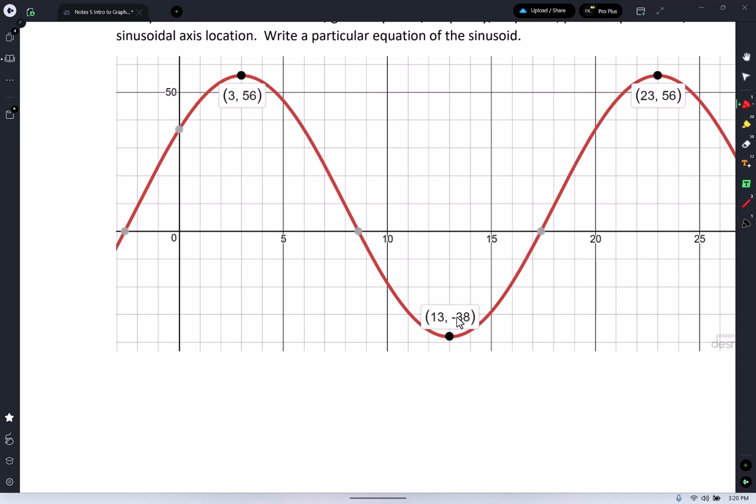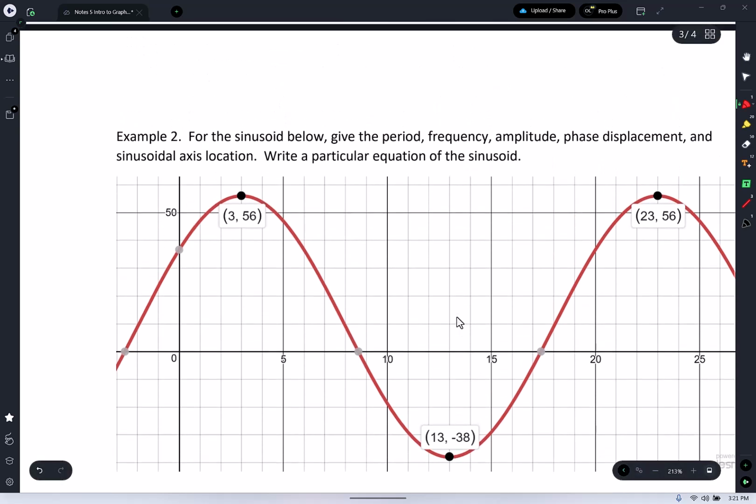So now here we go, guys. You have a graph, and we are trying to figure out what the equation for that graph is. Right now, the one that you guys know how to use is cosine. So I'm going to write y equals a cosine b (x minus c) plus d.